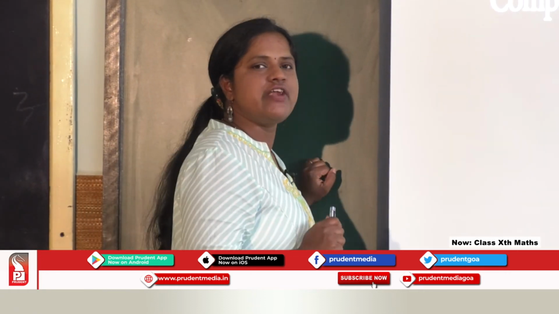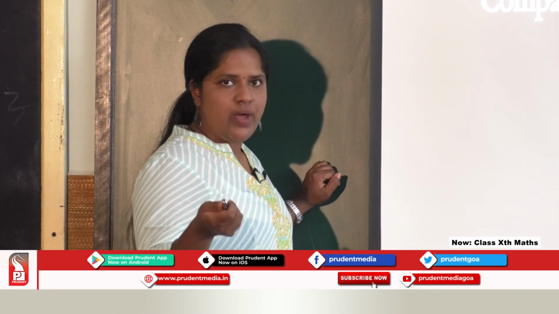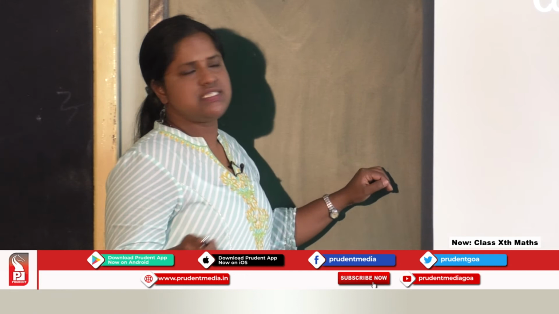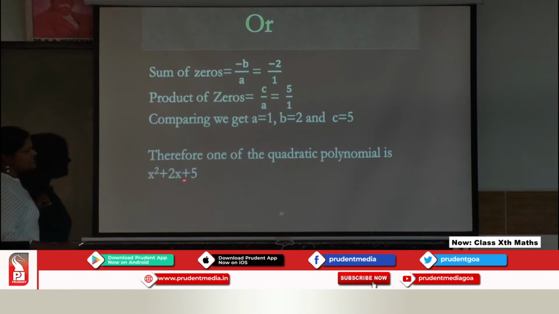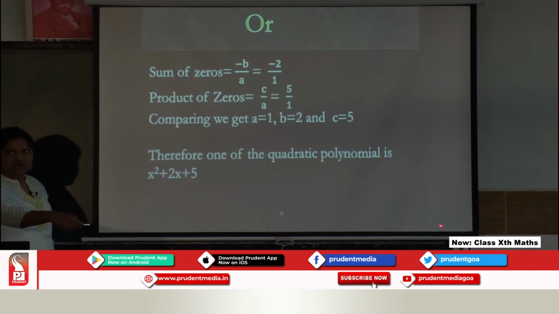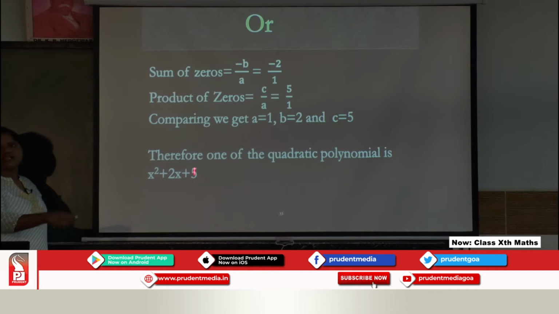What is the standard form of a quadratic polynomial? It is ax square plus bx plus c. So how do I write the next step? Therefore, one of the quadratic polynomials is, a is 1, so x square, plus b is 2, so 2x, plus c is 5, so it's 5 here. Now, a very important point is that never ever equate this polynomial with 0. We are just framing the quadratic polynomial, so just write x square plus 2x plus 5. Don't write x square plus 2x plus 5 equal to 0, that is wrong. So you have to write x square plus 2x plus 5.